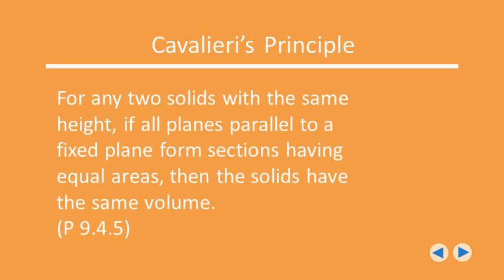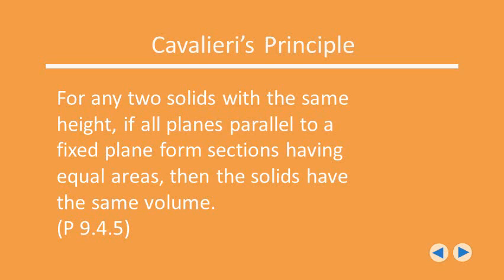Cavalieri's principle is found here on page 423. For any two solids with the same height, if all planes parallel to a fixed plane form sections having equal areas, then the solids have the same volume. So let's say that again. For any two solids with the same height, if all planes parallel to a fixed plane form sections having equal areas, then the solids have the same volume.